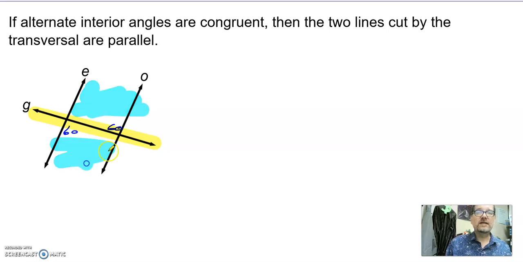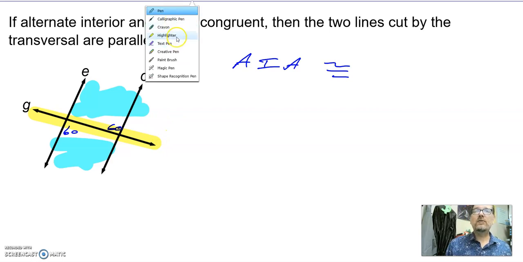Shade on the inside. Both of these angles are on the inside. They're interior. They're on opposite sides of the transversal. So these are alternate interior angles, bottom, top, both inside, and they are congruent. I know they're congruent because their angle measures are the same.